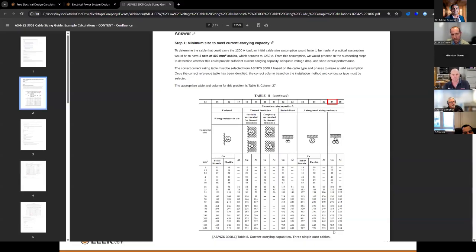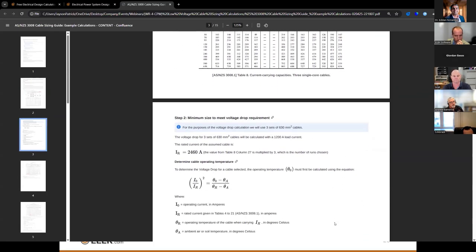So this column number 27 is the one we use. Now we need 1200 amps. So not even a 630 square mil cable can deal with 1200 amps. So we need to use at least 2 sets of parallel circuits. In this case, to meet current carrying capacity, we need 2 sets of 400 square mil. So 400 square mil cable is rated at 626 amps per circuit. So 2 times that is over 1200 amps. So we're meeting current capacity with 2 sets of 400 square mil.